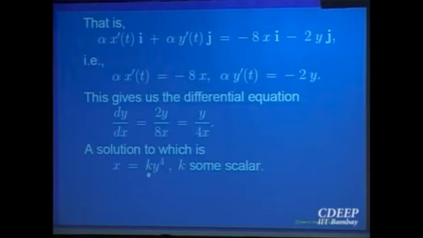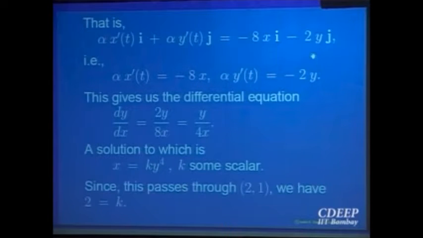And k you can find, because there are many such curves along which the temperature is maximum, but you want the one which passes through a given point. So put that initial condition: the curve passes through the point (2, 1). When you put that in, the value k is equal to 2, and that gives you the required path passing through the point (2, 1) on that surface, along which the temperature will be maximum.